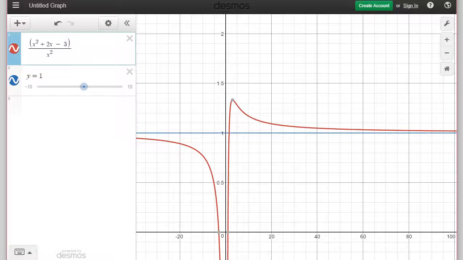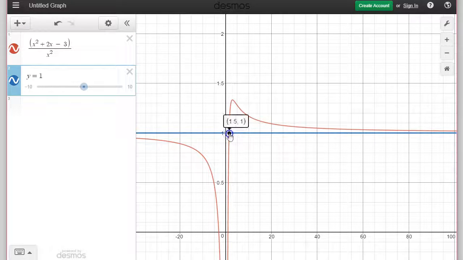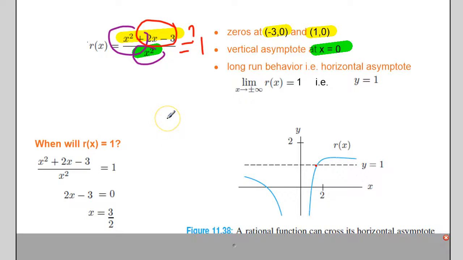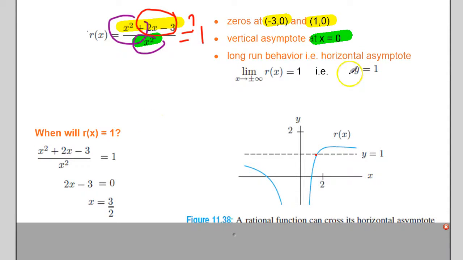crosses the horizontal asymptote. And as you can see right here, this is that point, 1.5. Okay. So it is possible, but it's only possible if the leading term of the numerator and the leading term of the denominator are the exact same, coefficient and power. Okay. And if that's the case, we're looking for the values that make the numerator values equal to the denominator values. Okay. In this particular example.